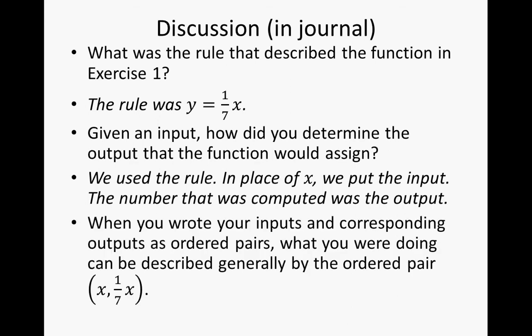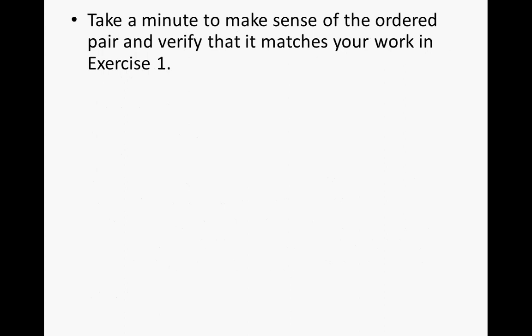So when you wrote your inputs and corresponding outputs as ordered pairs, what you were doing can be described generally by the ordered pair x and 1/7 of x. Take a minute to make sense of the ordered pair and verify that it matches your work in exercise 1. So go ahead and check a couple of different ordered pairs to see that it does work with x and 1/7 of x.